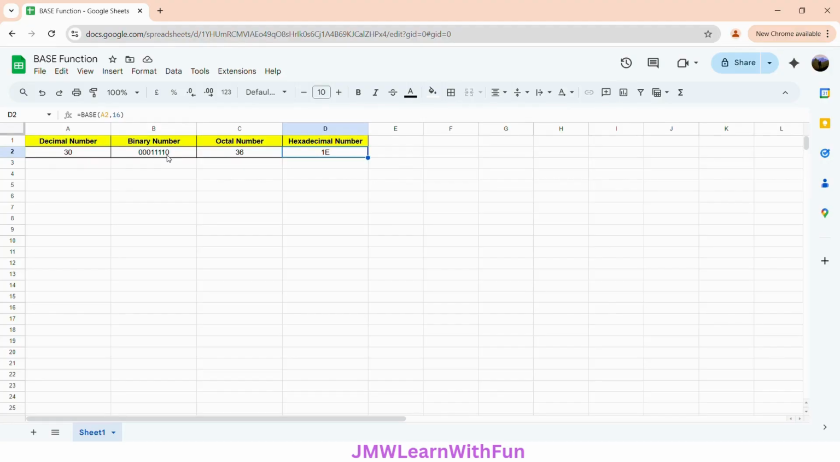For the first 4 bits, we have 2 plus 4, which is 6, then 6 plus 8, which is 14, but in the hexadecimal number system, after 9 we have A, B, C, D, E, F. So for 14 it is E, we have E. And for the next 4 bits, this is 1, so we have 1. So, we get the hexadecimal number equivalent of the decimal number, 30.